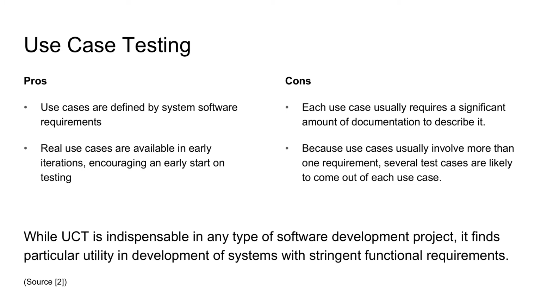While UCT is indispensable in any type of software development project, it finds particular utility in development of systems with stringent functional requirements. In other words, when the emphasis of the software being built is more on what it does versus how it does it.